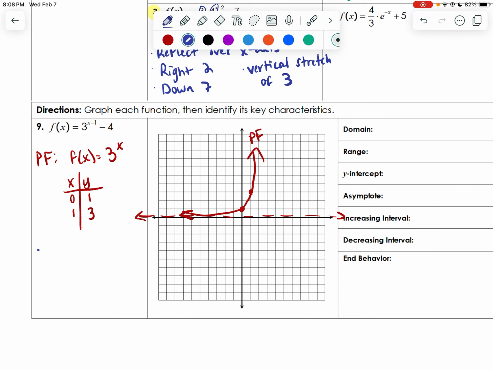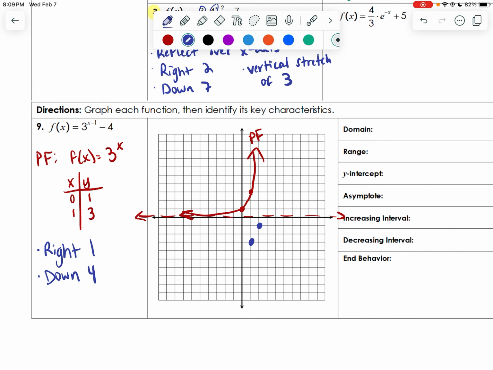Okay, so then off to the side again, let's jot down what those are. So that x minus 1, that would mean that we're shifting right 1. And then down 4. So this one's pretty easy, you have your picture already. Just take those 2 points and you shift everything right 1, down 4. So right 1, down 4, right 1, down 4.